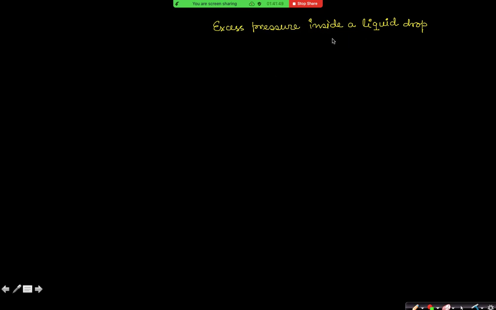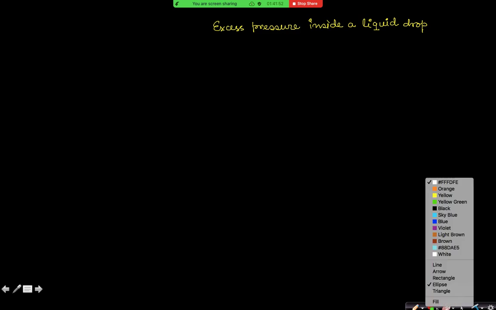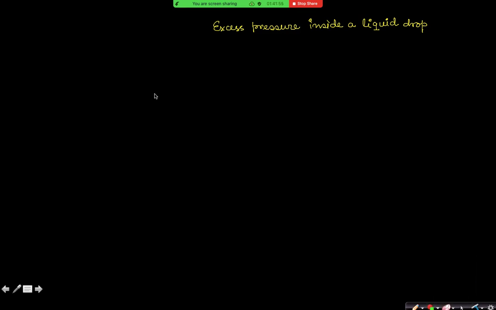Excess pressure inside a liquid drop, that we will now discuss. Suppose this is a liquid drop, right? Definitely spherical in shape. Inside, liquid is there. As you can see, the liquid drop is bulging outside. So if outside pressure is P atmosphere, then inside pressure must be more than atmospheric pressure. Whenever a liquid surface is bulging outside, the pressure inside will be greater than outside pressure, definitely.